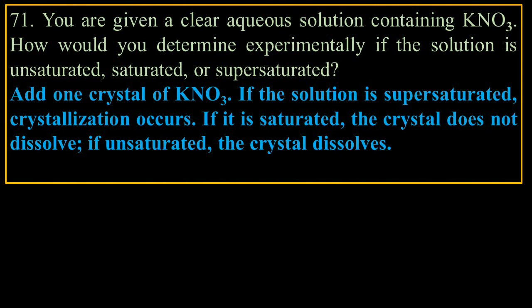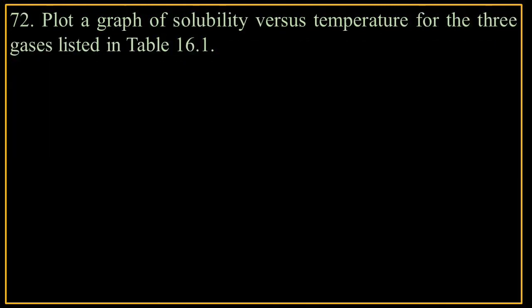Add 1 crystal of potassium nitrate. If the solution is supersaturated, crystals occur. If it is saturated, the crystal does not dissolve. If unsaturated, the crystals dissolve.